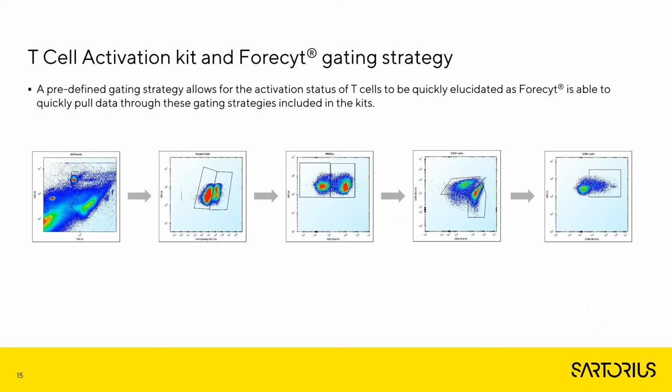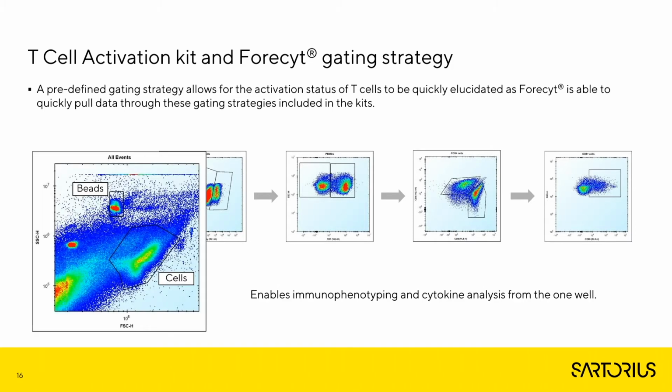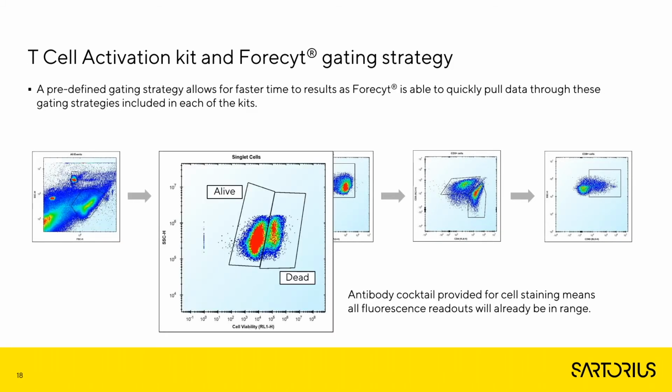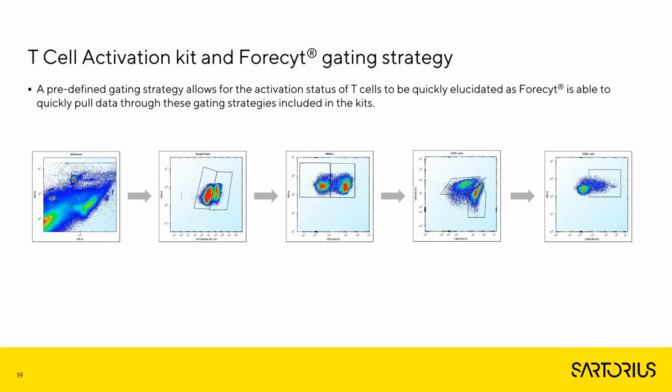So now I'm just going to give a quick overview of the preset gating template that's provided with the T cell activation kit. The first plot is used to separate the cells from the cytokine capture beads. And then within the cell gate, we gate for the single cell population and then gate to separate the live and dead cells. And then it would be at this point, if we'd included the optional proliferation encoding dye, that we could, for example, separate green labeled T cells from the unlabeled DCs.